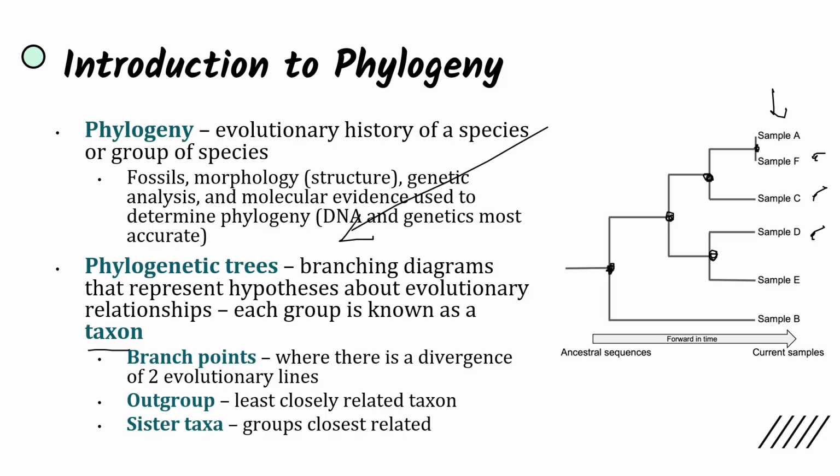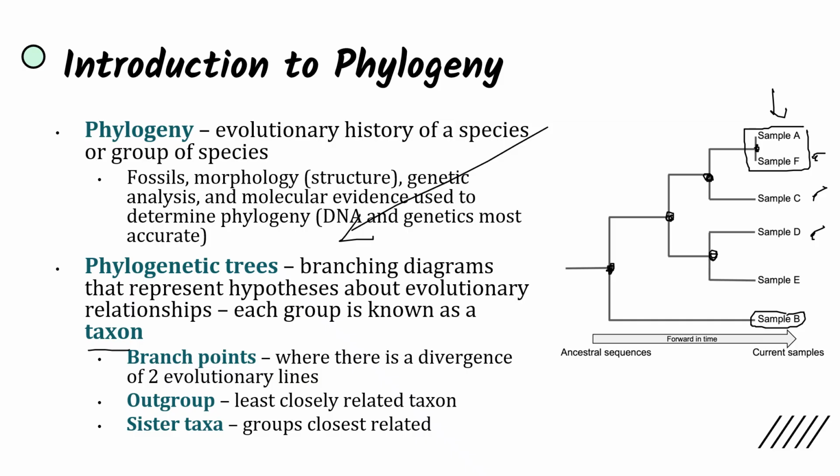Now there's an outgroup, which is going to be the least closely related taxon to the other species, and in this case that's going to be sample B, because while all of these species A, F, C, D, and E have evolved further, sample B has not evolved as much and so is less closely related. And lastly, we have sister taxa, which are the groups most closely related. So for instance, sample A and F are going to be sister taxa. They're going to be the most closely related.